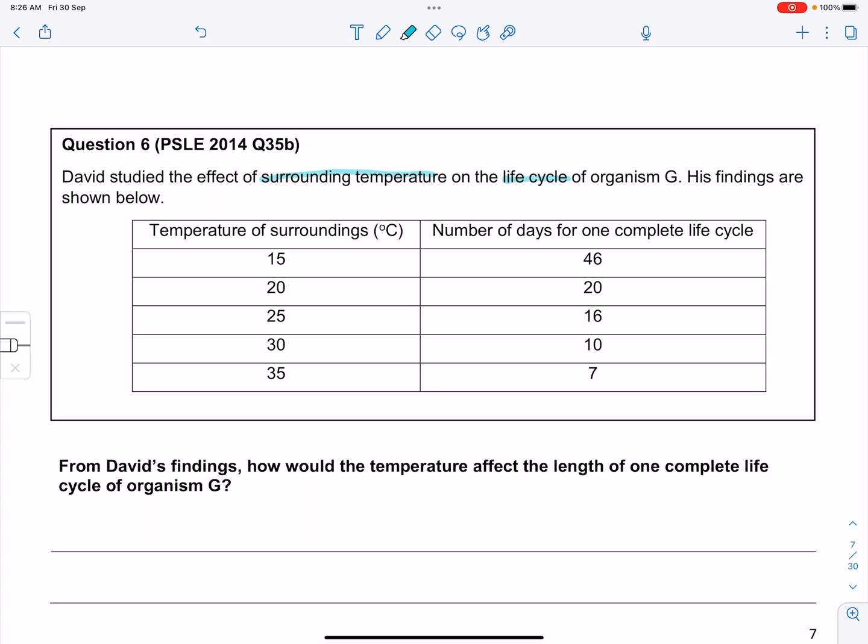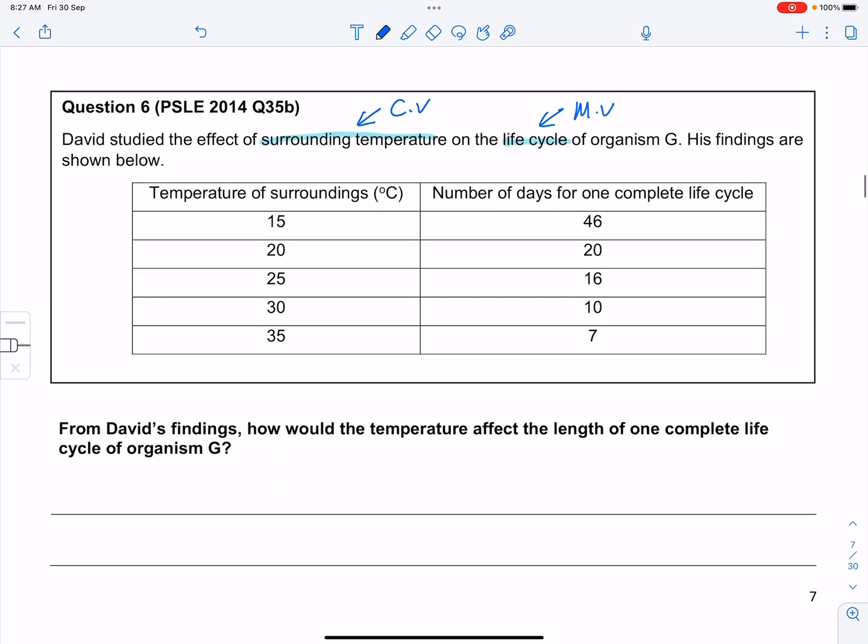So first things first, always find out what is your change and measured variable. Sometimes, based on the aim, you can find out what is the change and measured variable straight away. Because if you recall in my previous video, I told you that the aim is actually to find out how the change variable affects the measured variable. So this is your change variable and this is your measured variable.